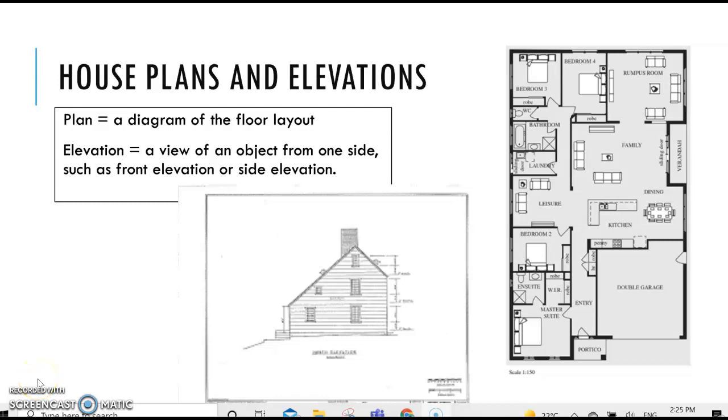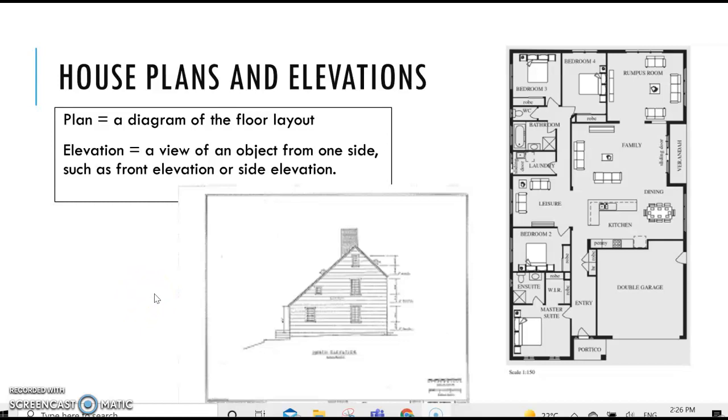So today we're looking at house plans and elevations, and here we have a floor plan on the far right of a particular house, and in the foreground here down in the center we've got, it looks like a side elevation. You can also have elevations drawn from the front, so that's a view of the front of the house. You can have a back view, a left side and a right side.